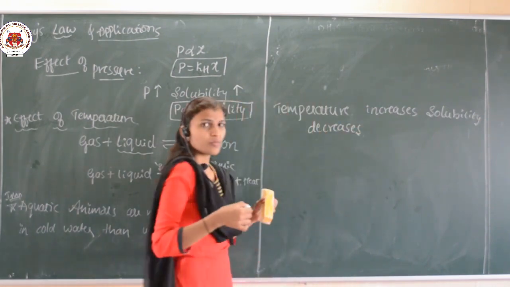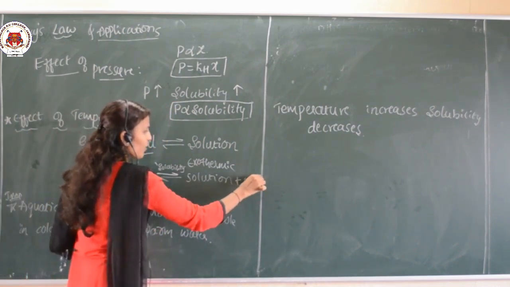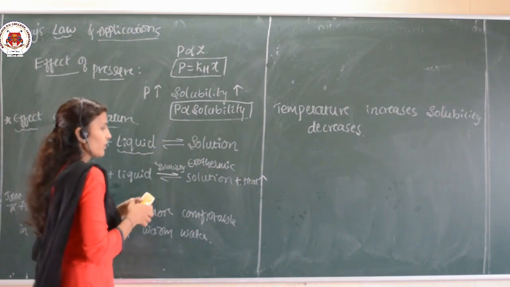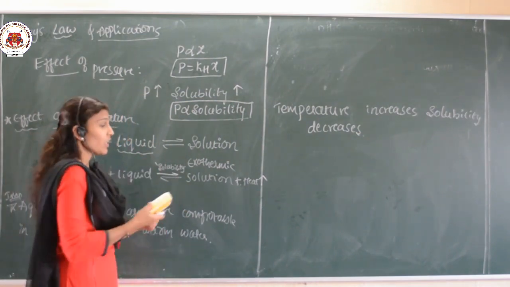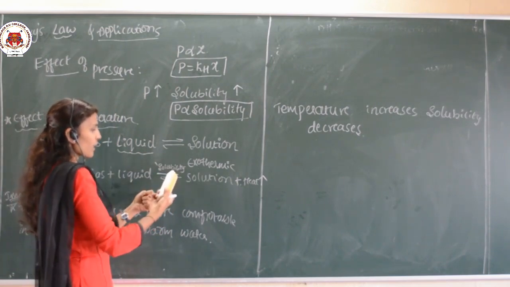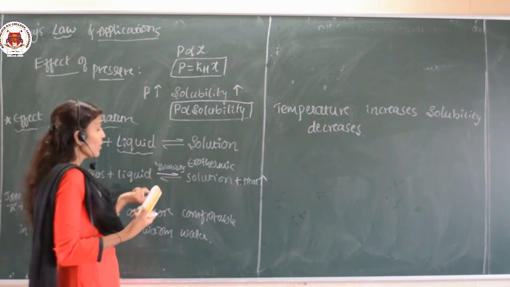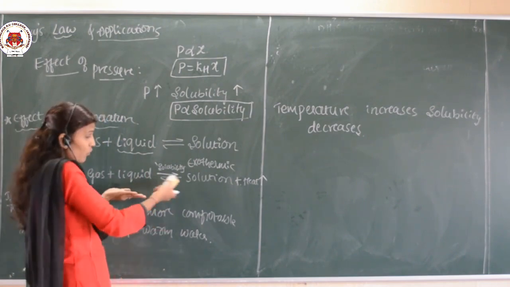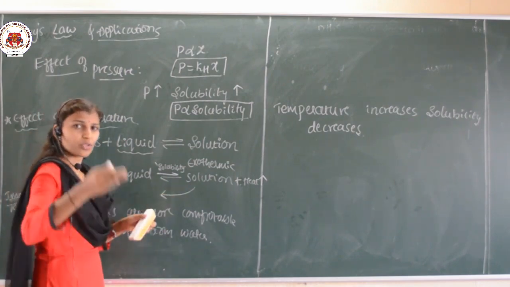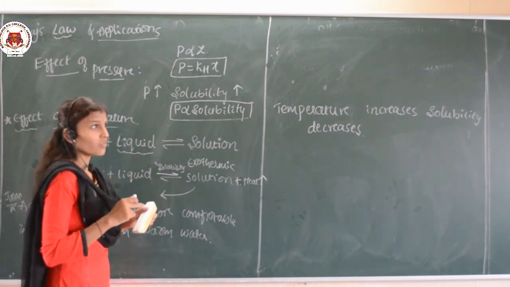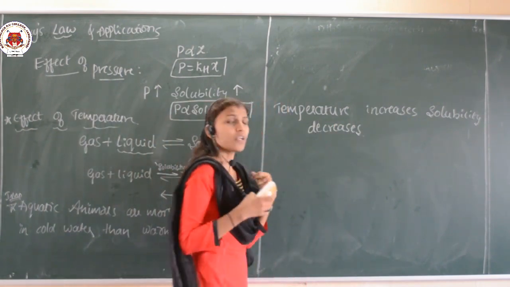Why does this happen? Because if I go on increasing the temperature, the equilibrium does not accept it. It starts the backward reaction, but the contents already present on the reactant side are soluble there. There is no space for these ions to dissolve on this side, so the solubility reduces. So as the temperature increases, the solubility decreases.